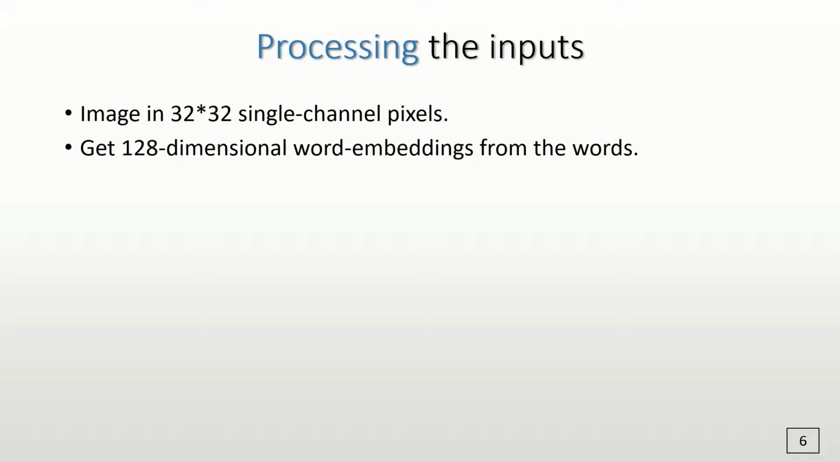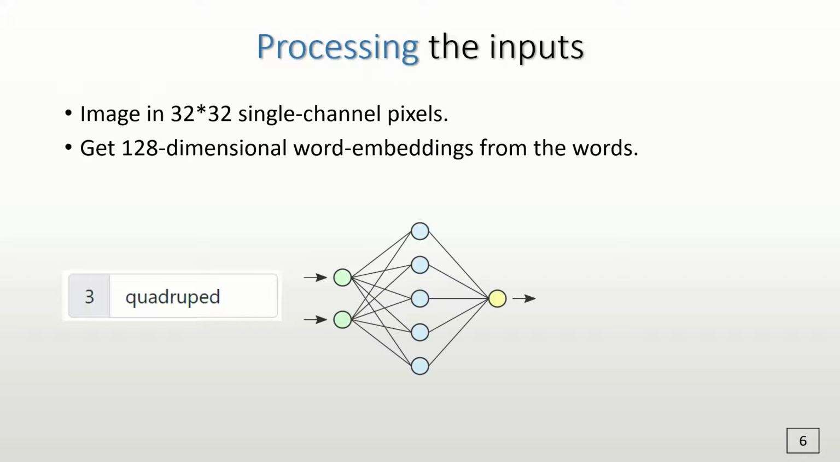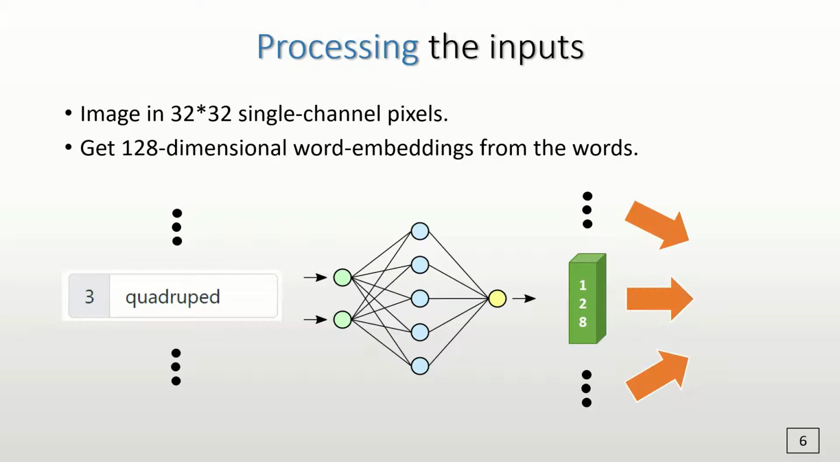Now let's take a peek inside the system. The image is processed as a 32 by 32 pixel image. The words are converted from words to word embeddings, which are numerical representations of it on a latent space. That means each of our words is passed through this embedding layer and converted into a numerical representation. We put together all of them and form a new channel for the processing.